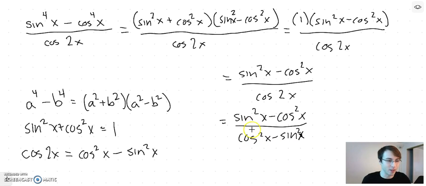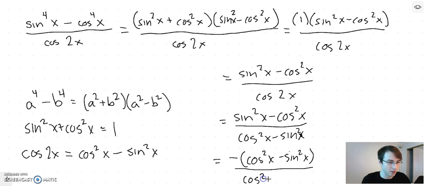Now this looks like we should be able to cancel something. Actually not just yet. We need to factor out a negative. So it equals negative cos squared x minus sine squared x over cos squared x minus sine squared x. Because the negative distributes over to the cosine to make negative cosine, and then to the negative sine to make positive sine. So now, if we cancel, that's like negative 1 over 1, which is just negative 1.